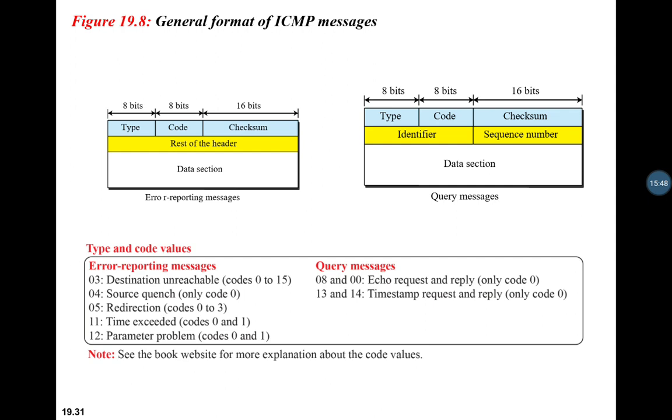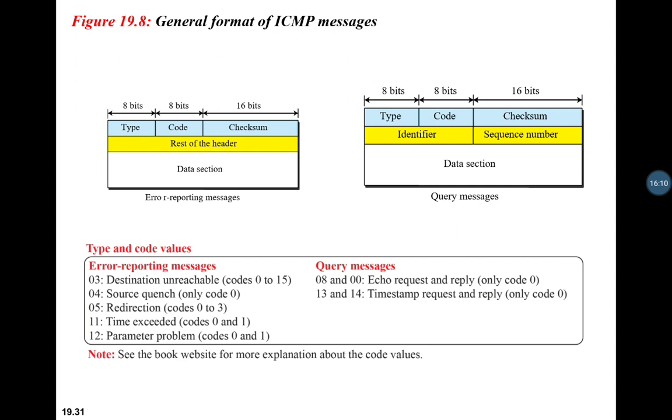The timestamp request sends a 32-bit number which defines the time the message is sent. The reply resends that number but includes two new 32-bit numbers: the time the request was received and the time the response was sent. So that is about the query messages.